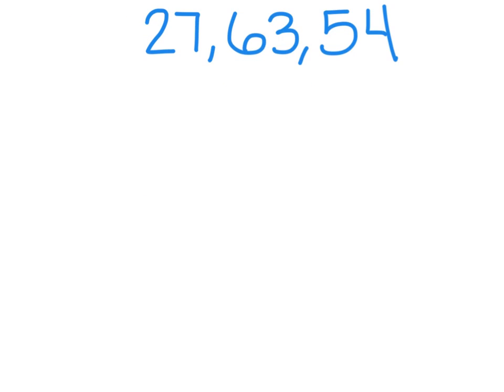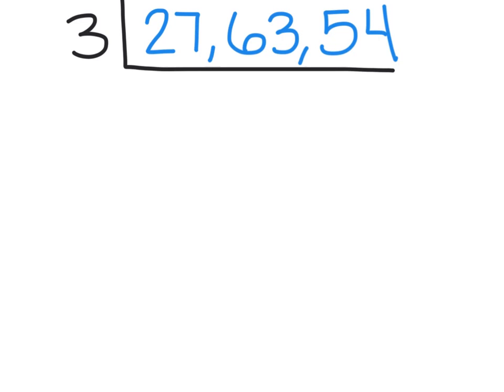Okay, let's try the second one. So I'm going to start my cake. The prime number I could divide all 3 of these numbers by is 3, so I'm going to put a 3 on the outside. 27 divided by 3 is 9. 63 divided by 3 is 21. And 54 divided by 3.